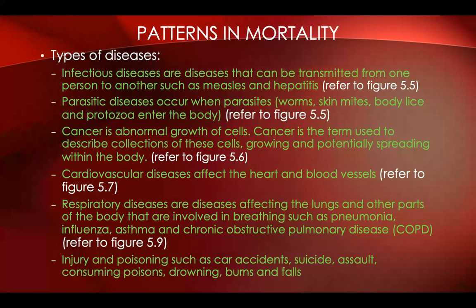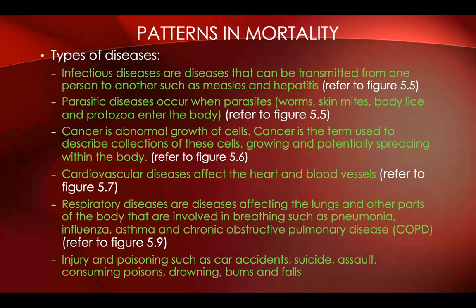So in doing so, now we're looking at different types of diseases which occur in patterns of mortality. So we'll start off with infectious and parasitic diseases. So infectious diseases are diseases that can be transmitted from one person to another. This can include things such as measles, hepatitis, it can include smallpox, polio, tuberculosis. It can also include sexually transmitted infections such as syphilis and other venereal diseases.